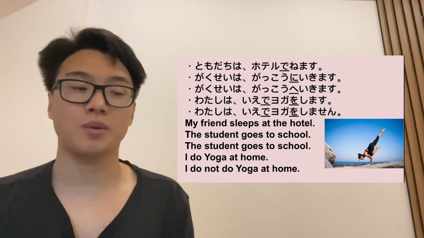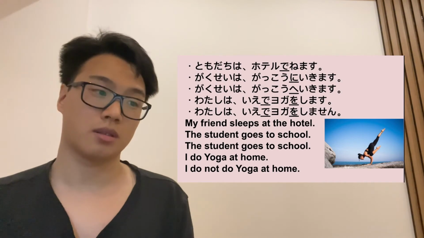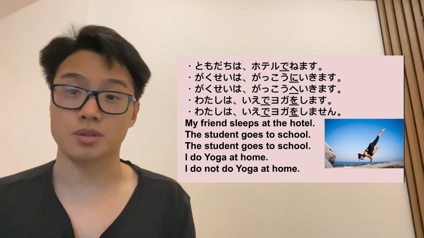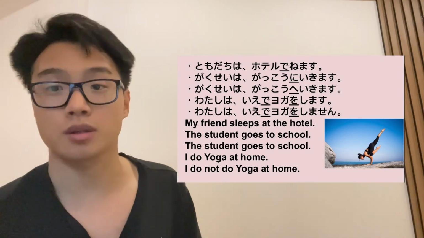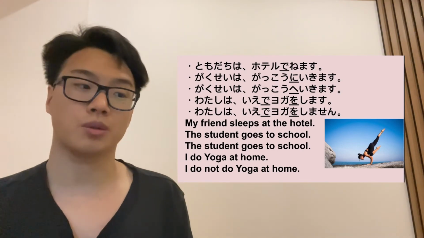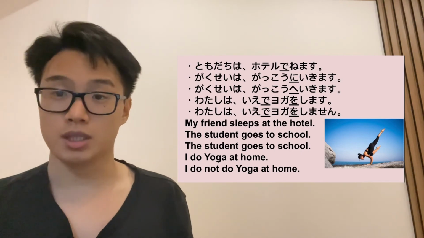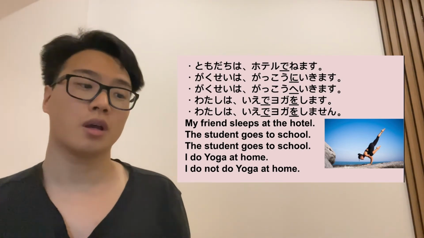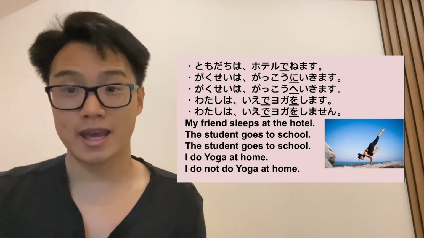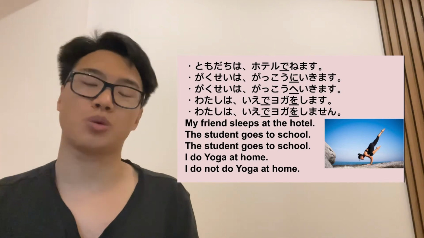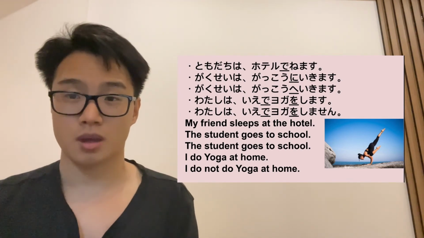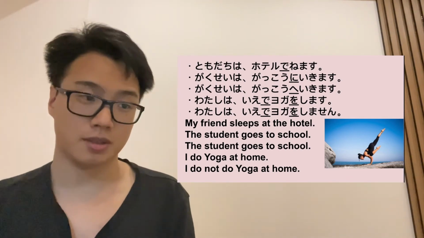And next, 学生は学校に行きます。The student goes to school. 学校に, right? Direction, goes to school. That's why you have to use the ni particle, referring to the direction, right? The student goes to school. 学生は学校に行きます。And very similar to this one, we can also say 学生は学校へ行きます。It's more like the student goes towards school, but there are very little differences between these sentences.